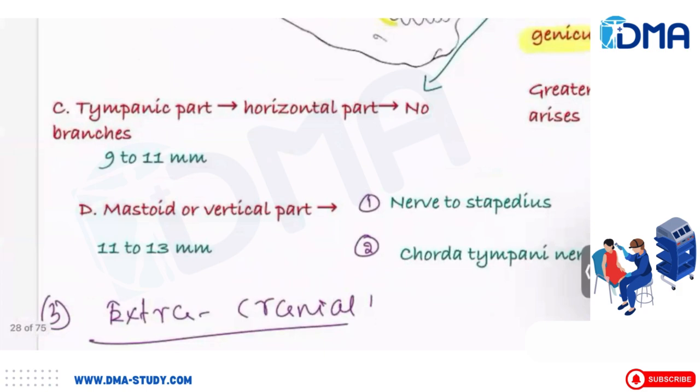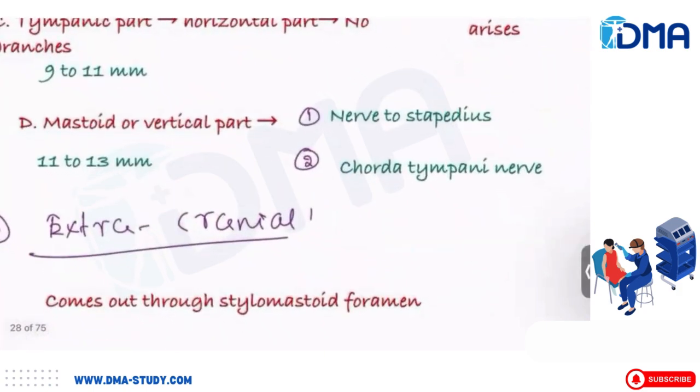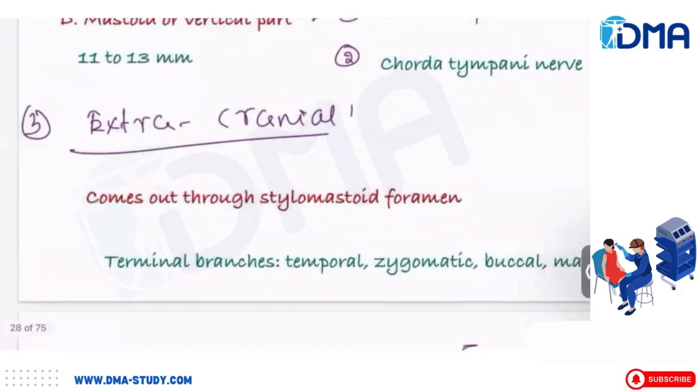From the mastoid or vertical part, we have two branches. One is the nerve to stapedius, another one is chorda tympani. Both are important. Nerve to stapedius supplies the stapedial tendon, an important muscle attaching to the stapes ossicle, so that the stapedial reflex prevents hyperacusis. Chorda tympani is a sensory nerve which supplies the anterior two-thirds of the tongue for sensation.